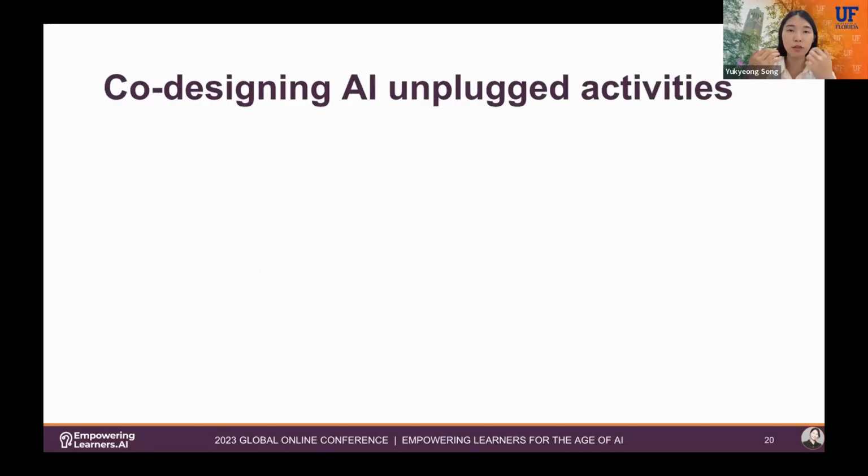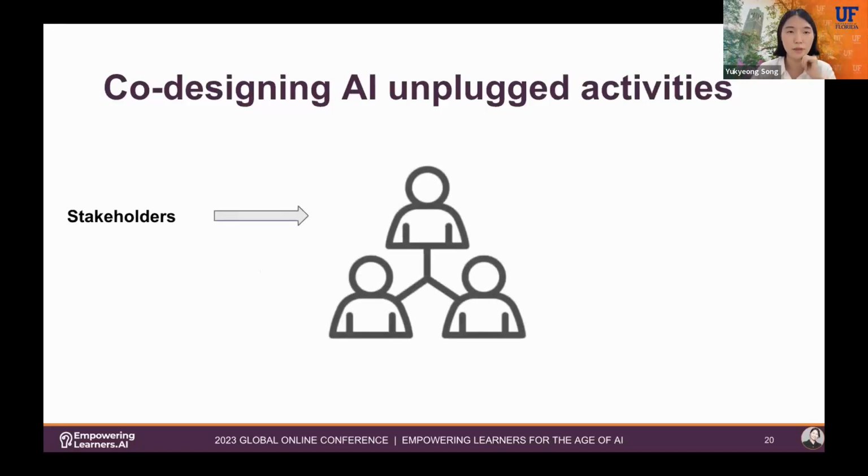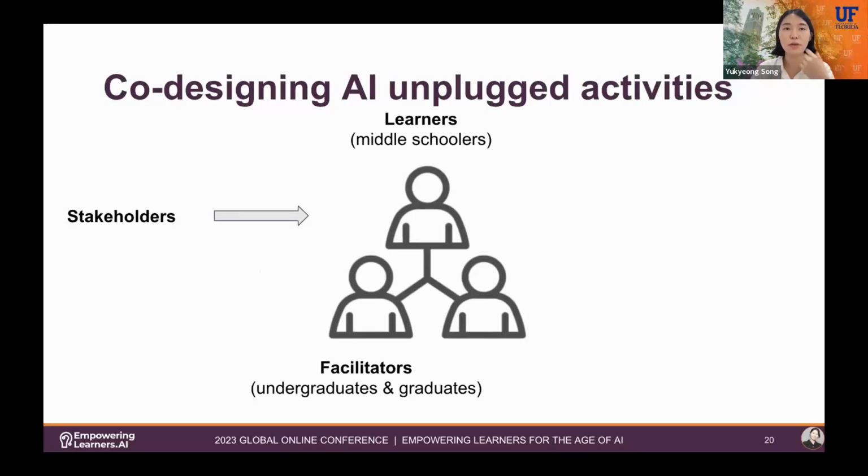Because this is pretty new and there are not many AI unplugged activities out there, we wanted to take advantage of this co-designing process. So we had stakeholders in our summer camp context. We have three big stakeholders in our summer camp. First, learners who are middle school students. We have facilitators who we hired for facilitating the camp. They are mostly undergrad students, and we also have some graduate students. And we have researchers, like a PhD student like me. And me as a PhD student was not only the researcher, but also a facilitator in our camp context.